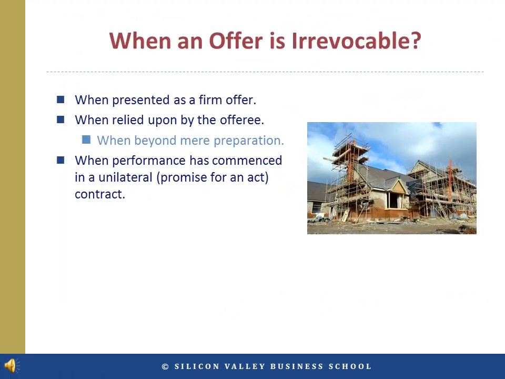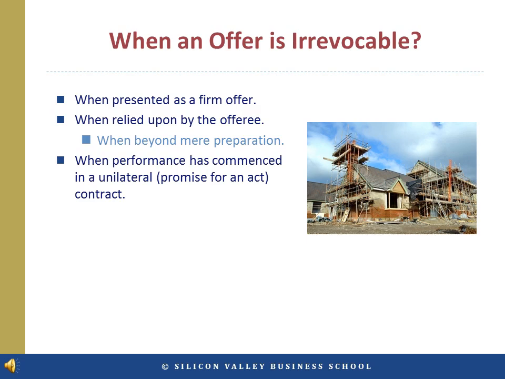An offer is usually revocable by the person making the offer, the offeror. However, there are some exceptions to this rule. The first exception is where it was presented as a firm offer. The second involves reliance. If the offeree relies on the offer, then it's irrevocable. For example, if a main contractor receives an offer from a subcontractor and incorporates this bid into his proposal to the client, the main contractor is reliant upon the subcontractor's bid, and this bid is irrevocable.